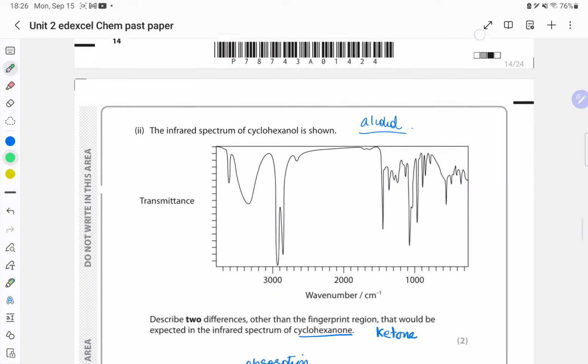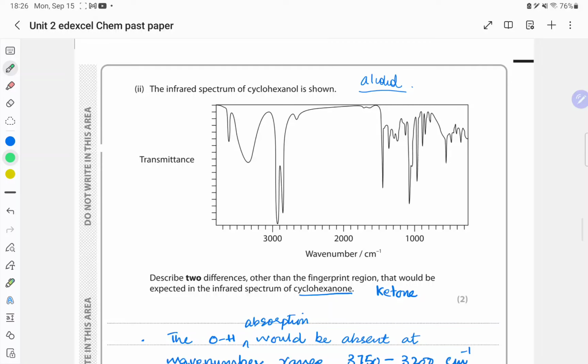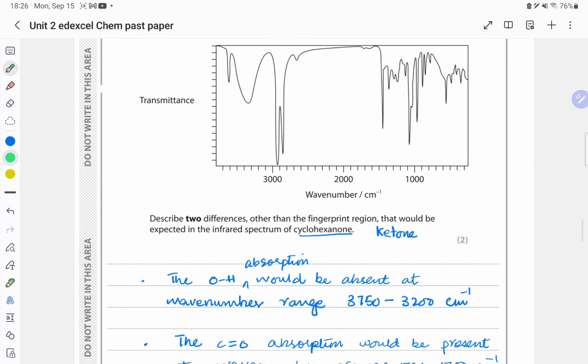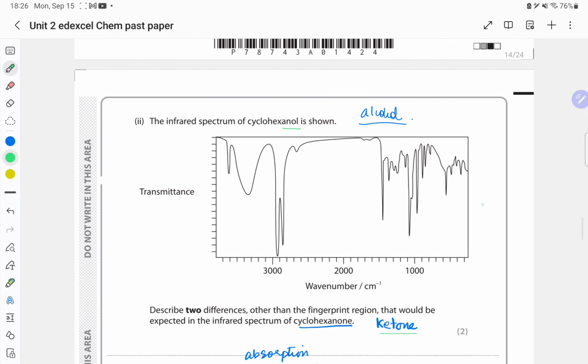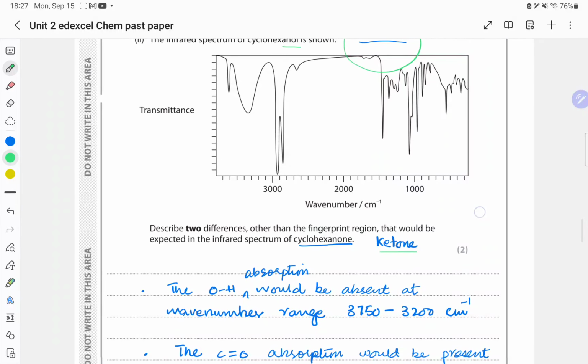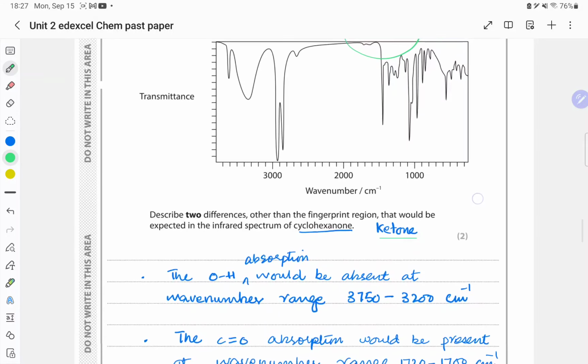Then we have another question, related to the infrared spectrum, the IR spectrum of cyclohexanol. The alcohol is here, and then describe the two differences, other than the fingerprint region, that would be expected in the IR of cyclohexanone. So if it is a ketone, not an alcohol, because this one is given for alcohol, you need the data booklet that is provided to you during your exam, and you have to find the value.